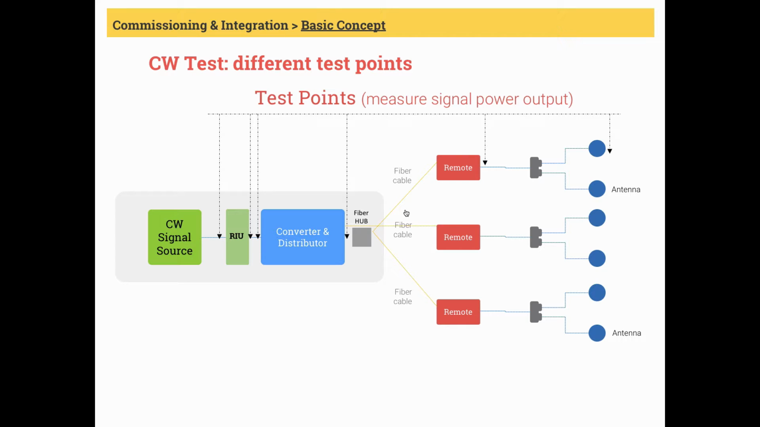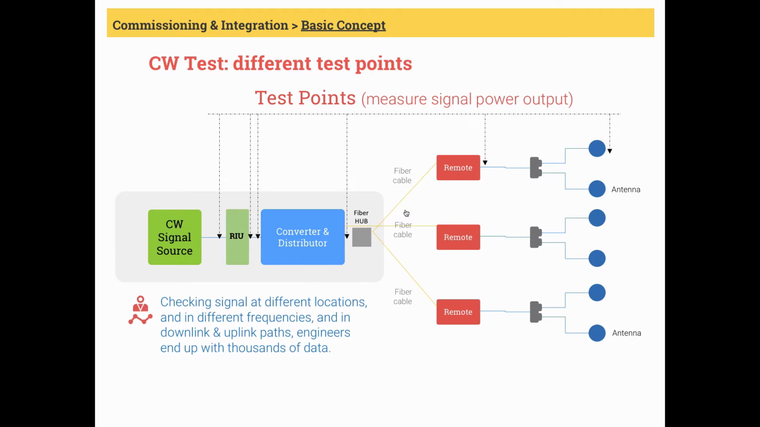These are all typical test points where engineers will measure the power of RF signal in different frequencies. When we check at different locations and in different frequencies and in downlink and uplink paths, engineers end up with thousands of data. As we mentioned in the last slide, all of these measured data is compared against the calculated value from IBwave program. If the DAS is built right, these calculated versus measured values should be very close.